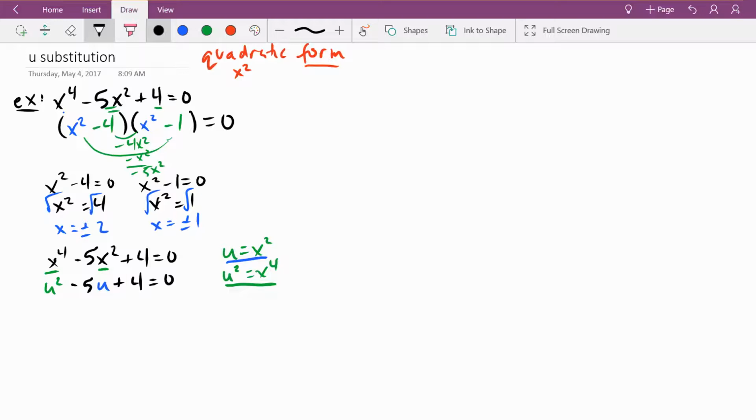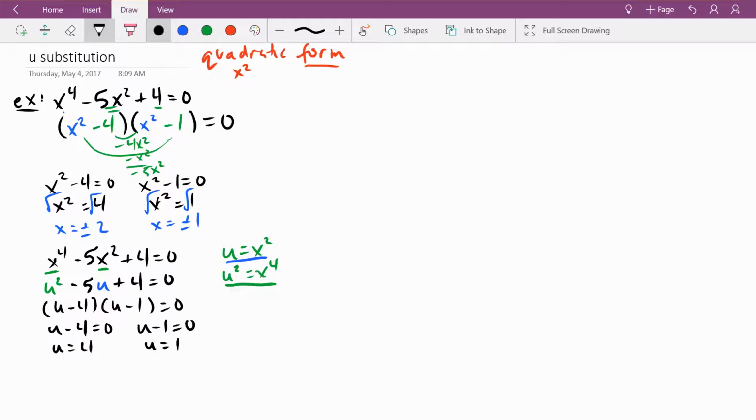And now this is a quadratic. Now remember, U is x squared, but as it appears right now, it is a quadratic. And if I factored U minus 4, U minus 1, just as above, I want to do the same example to point out what's going on. Set each piece equal to 0. Therefore, U is 4 or U is 1.